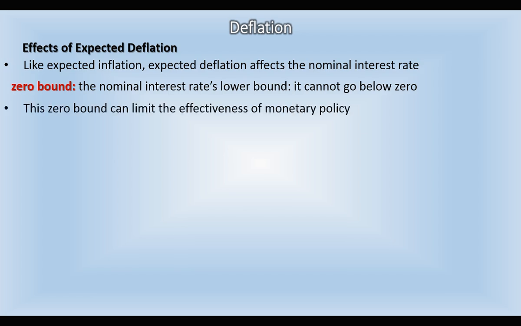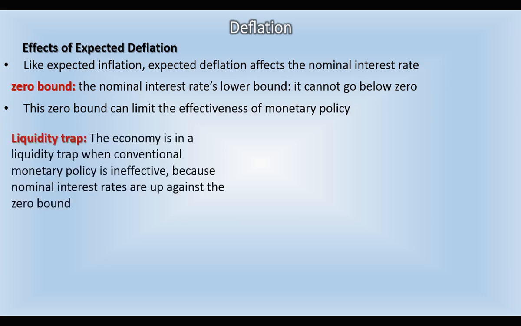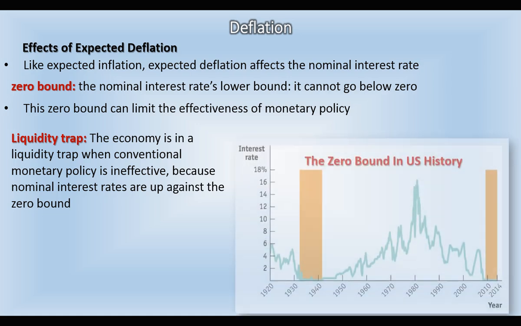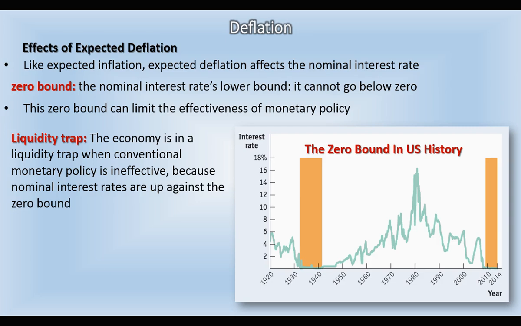This zero bound can limit the effectiveness of monetary policy. As we know, monetary policy is meant to shift the money supply in order to affect the interest rate, which affects the opportunity cost of investing, which then affects aggregate demand. So when the economy falls into this point where the interest rate is at zero, we fall into what's called a liquidity trap. The economy is in a liquidity trap when conventional monetary policy is ineffective because nominal interest rates are up against the zero bound. So zero bounds in U.S. history, we had it, of course, during the Great Depression era, and then, of course, again, we had it during our Great Recession, and we're still kind of there.